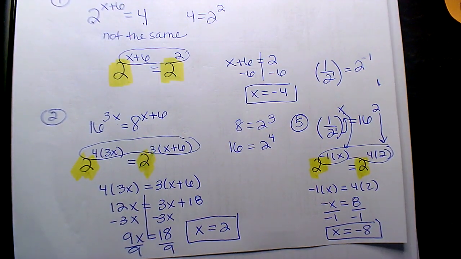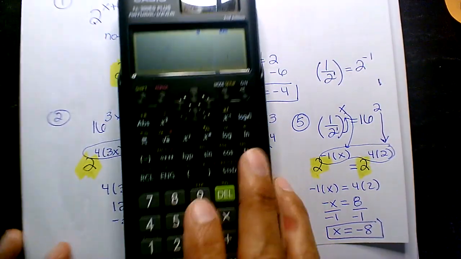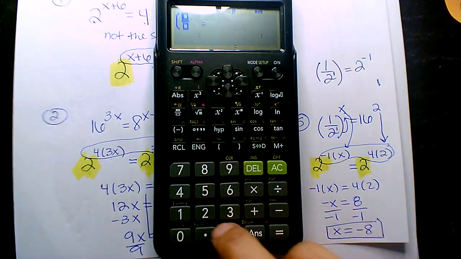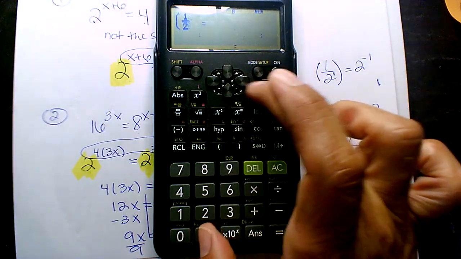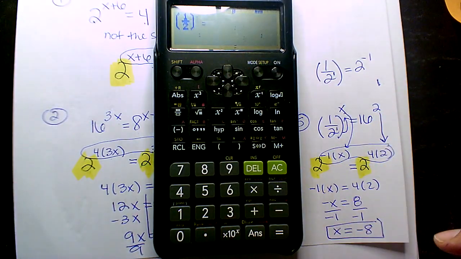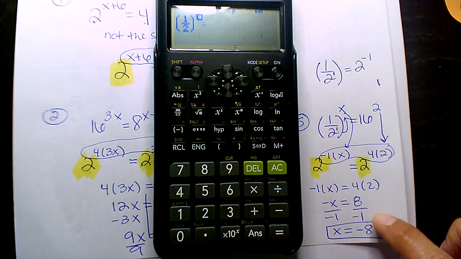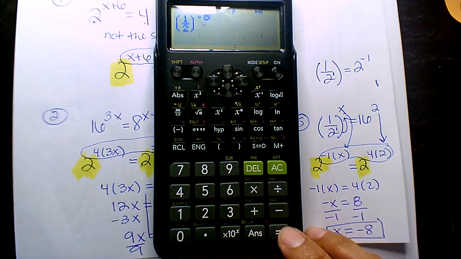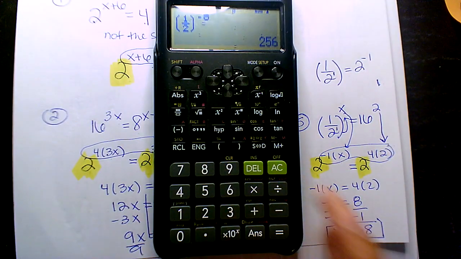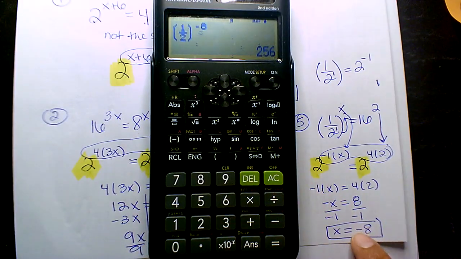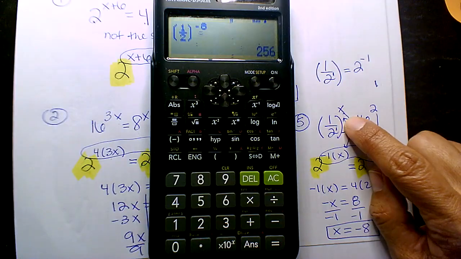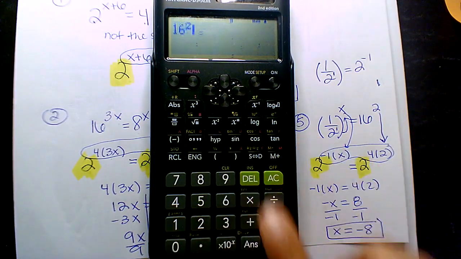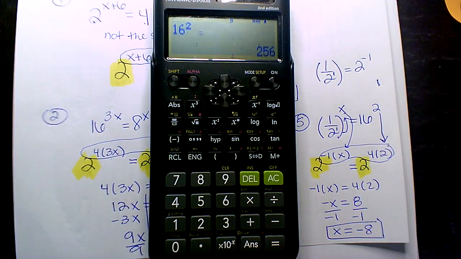And if you wanted to check it out, if you were to get a calculator, if you're like, I don't know if I'm doing this right, 1/2, click out, what did we say it was? If we make x a -8, I get 256, right? So if I plugged in a -8 here, I get 256. So let's see what 16 squared is. 256. So I know it's correct.